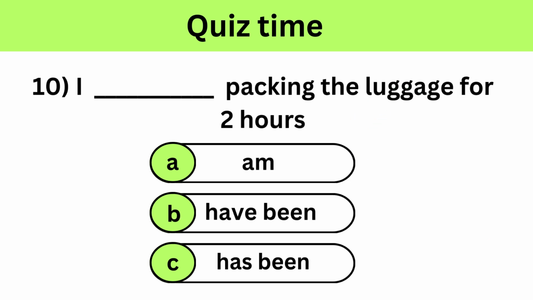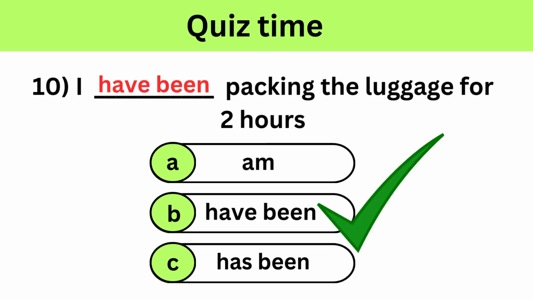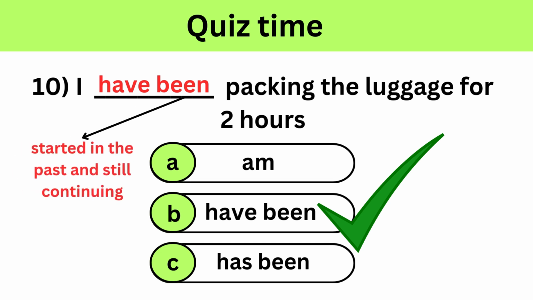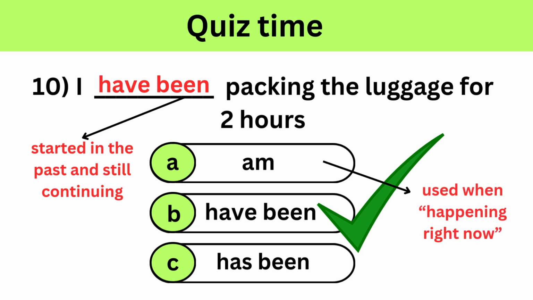Question number 10. I dash packing the luggage for 2 hours. Option B, have been. I have been packing the luggage for 2 hours. Here we use have been because the action of packing started 2 hours ago and is still continuing, which is expressed using the present perfect continuous tense. We cannot use am packing because that indicates an action happening right now without indicating its duration.